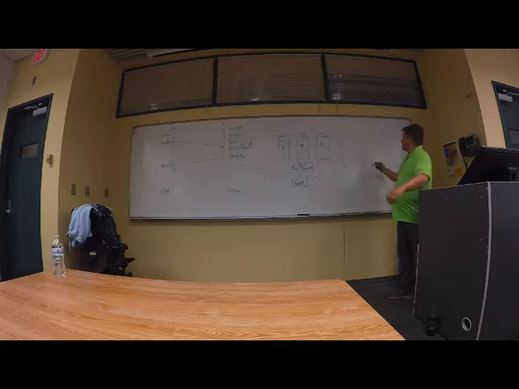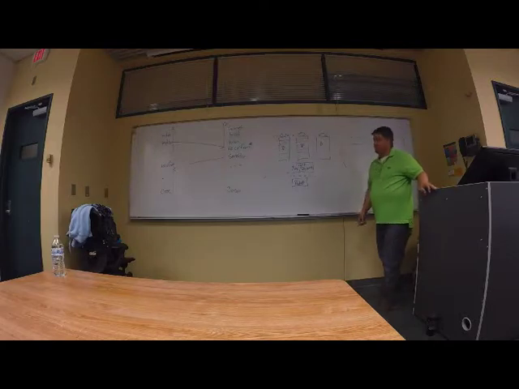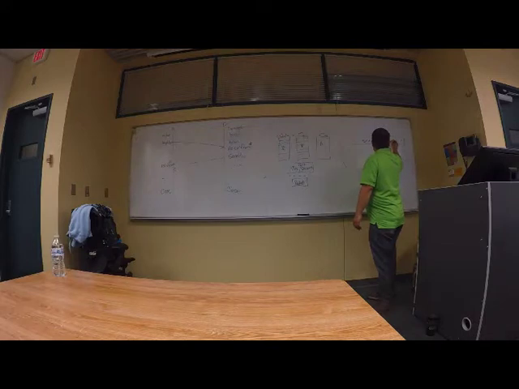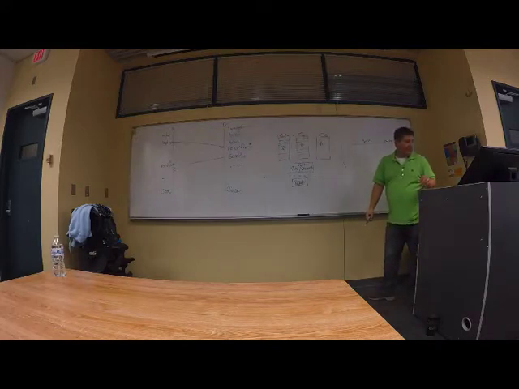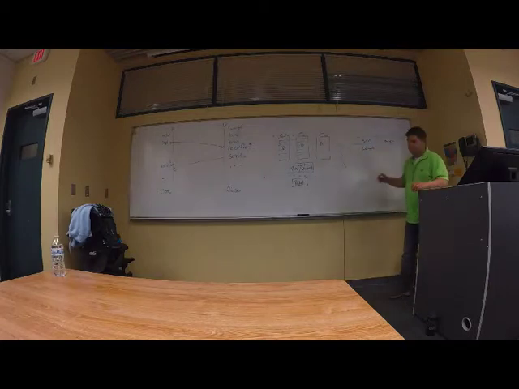So UDP, when I said that, is really nothing more than transport basically tacked onto the network layer. The UDP header is literally just the source, destination, the length, and checksum.